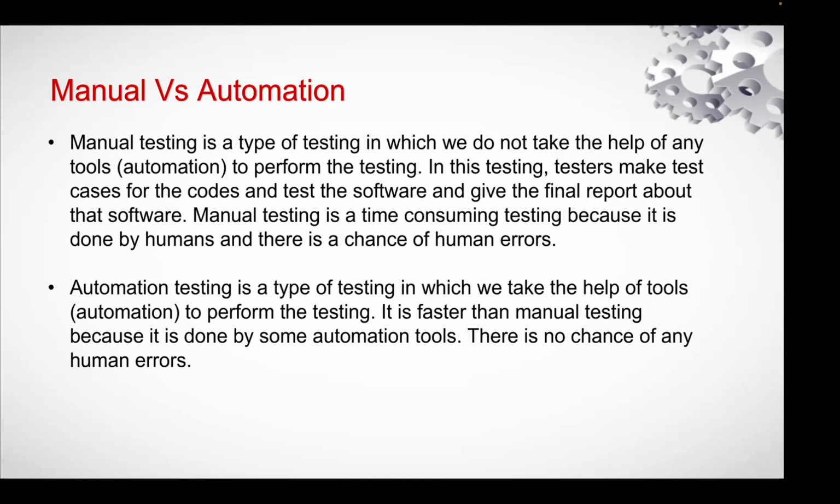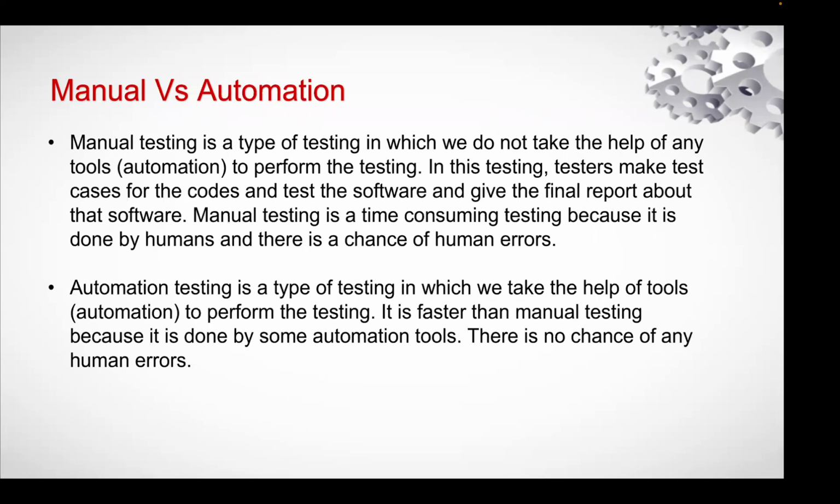If we automate this process by using any kind of tool, then it comes under automation testing. We are reducing the effort of a human by using automation testing. So we'll go through these definitions. Manual testing is a type of testing in which we don't take any help of automation tools.